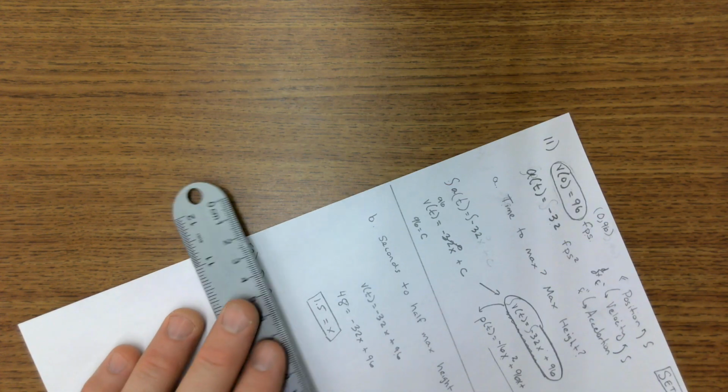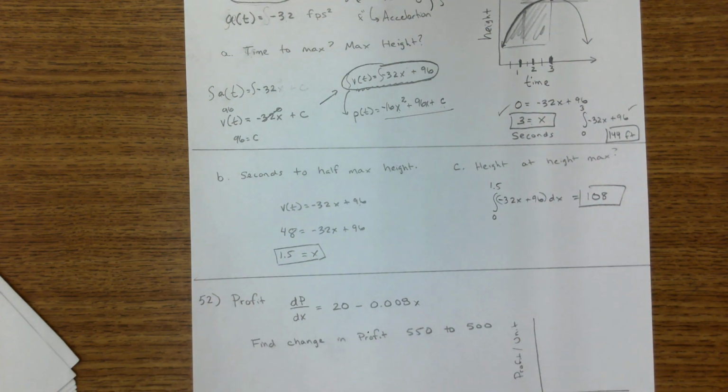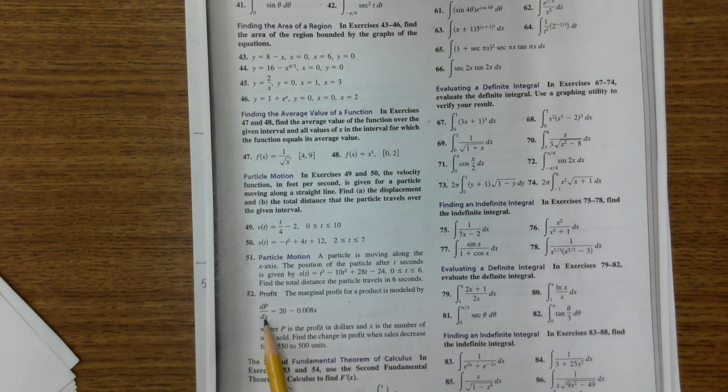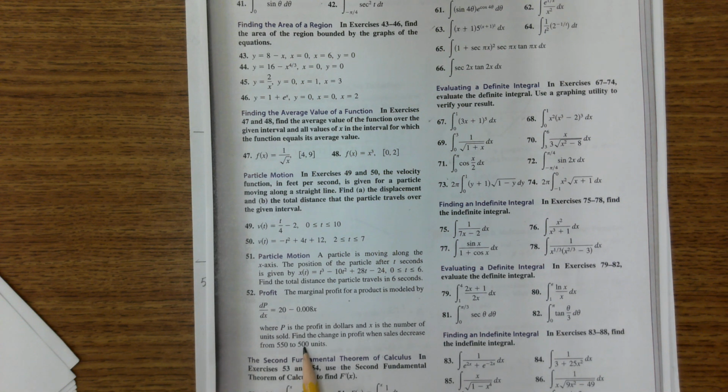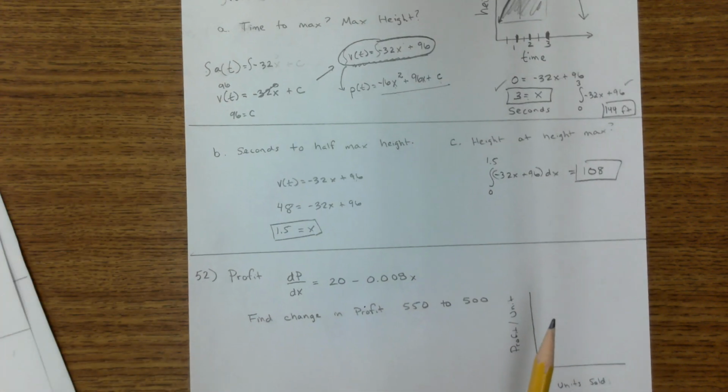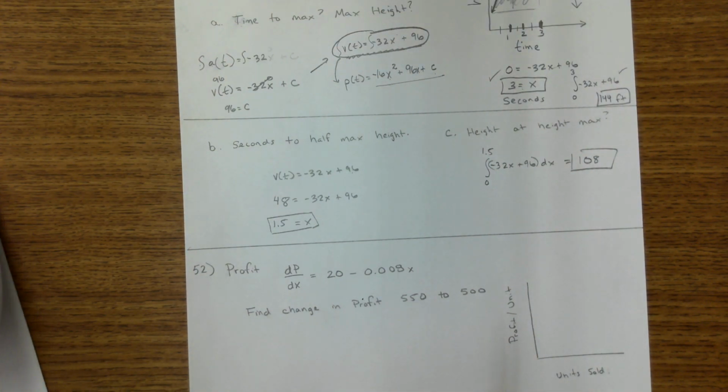All right, 52. I want to explain 52 for you down here. The problem is the profit. The marginal profit for a product is modeled by this. Change in profit, change in X, and X is the unit sold. So what is the change from 550 to 500 units? What is the change in profit? Well, let's see here. They're losing amount. They're selling less. They're probably selling less products. So 52.